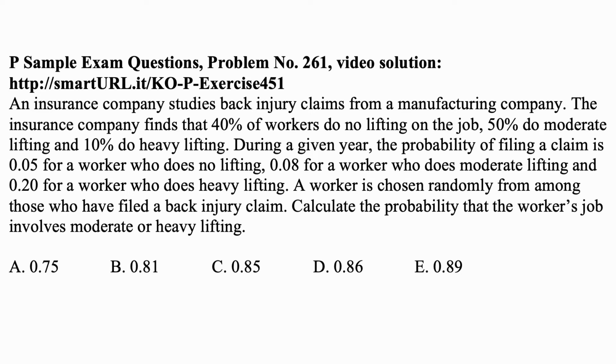Here's the problem for today for exam P on probability. An insurance company studies back injury claims from a manufacturing company. The insurance company finds that 40% of workers do no lifting on the job, 50% do moderate lifting, and 10% do heavy lifting. During a given year, the probability of filing a claim is 0.05 for a worker who does no lifting, 0.08 for a worker who does moderate lifting, and 0.20 for a worker who does heavy lifting. A worker is chosen randomly from among those who have filed a back injury claim. Calculate the probability that the worker's job involves moderate or heavy lifting.